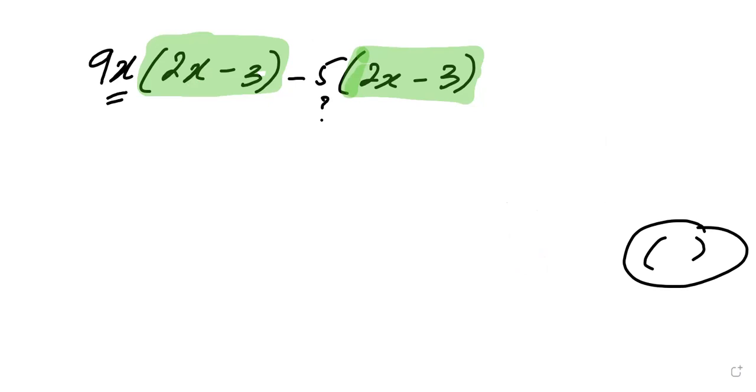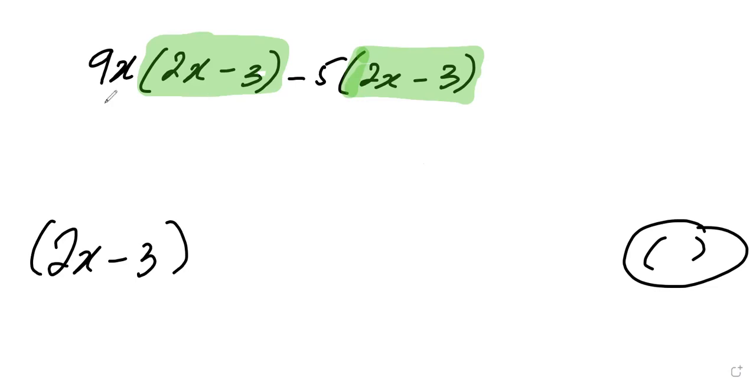Then come to the bracket. Look here, Hamza, the bracket is in the first term as well as in the second term. If you look very carefully, both the brackets are the same. So we use the same bracket as a common factor. So 2x minus 3 is my common factor.